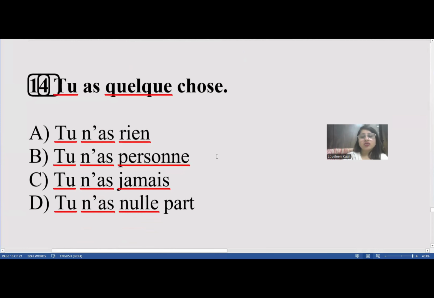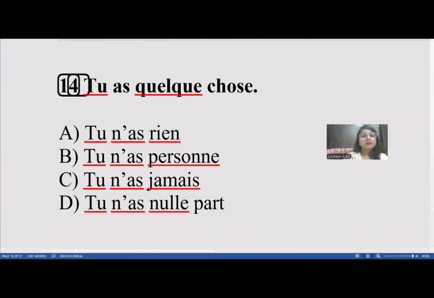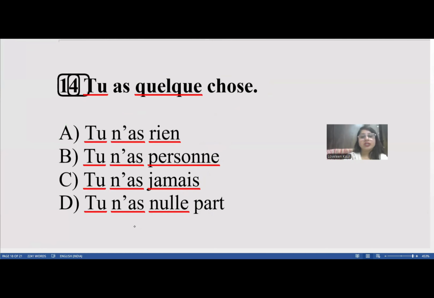Tu as quelque chose? Do you have something? So I will change it. Quelque chose is given. Personne will not come. Jamais will not come. Nulle part will not come. So it will come rien. Quelque chose will change to rien. So tu n'as rien, you don't have anything. Tu as quelque chose, you have something. Tu n'as rien, you don't have anything. Right?